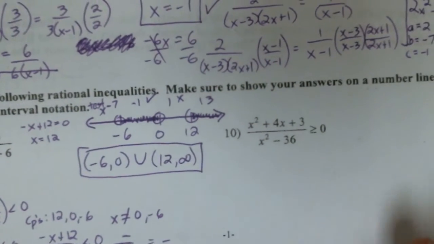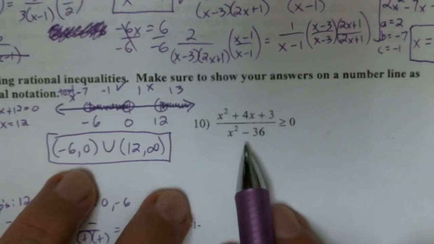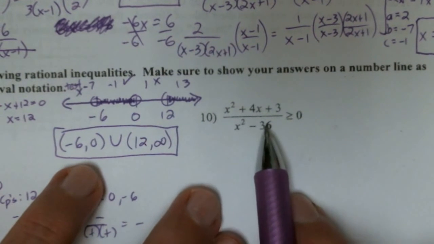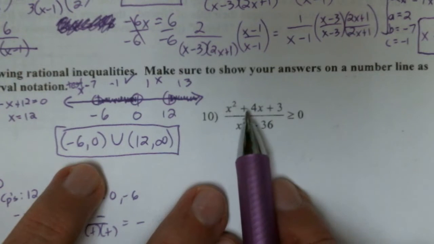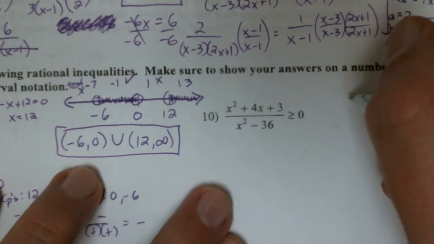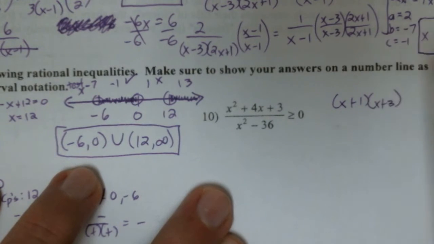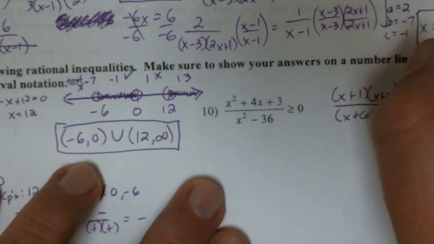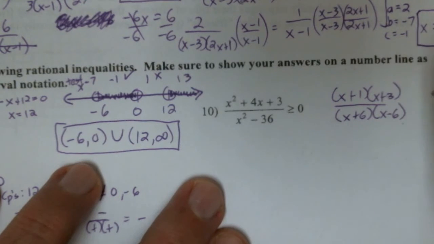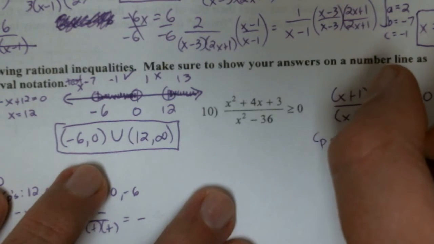Okay, let's keep going. The next one here: everything's already moved to the left, so let's break it down. Are there any factors of 3 that add to 4? Yes, that's 3 and 1, so this is going to be x plus 1 times x plus 3. This is a difference of squares, so it factors as x plus 6 times x minus 6, and that's greater than or equal to 0.